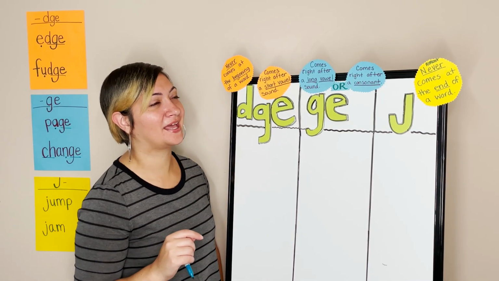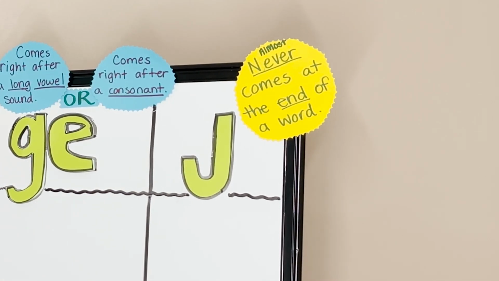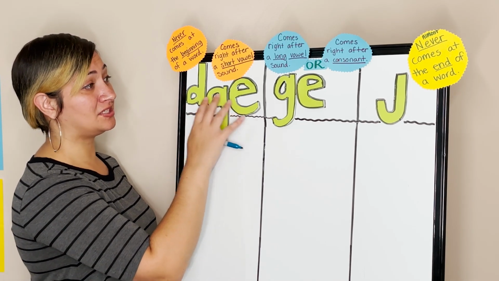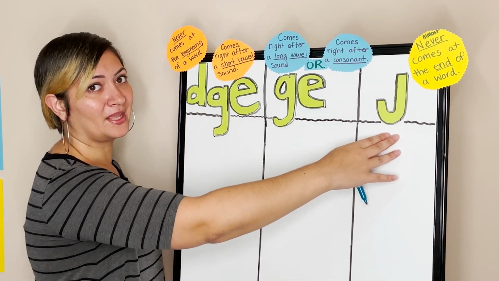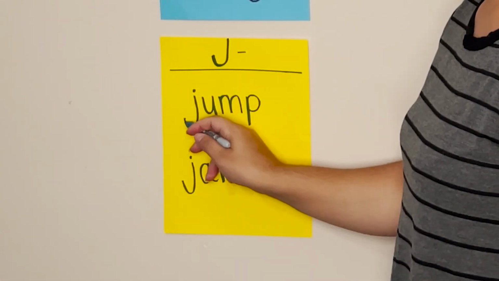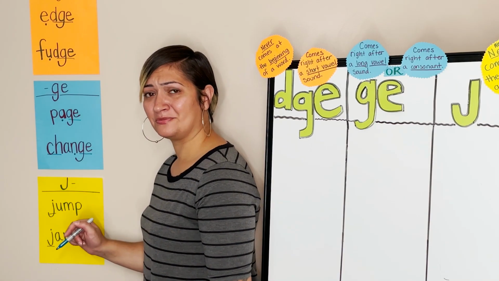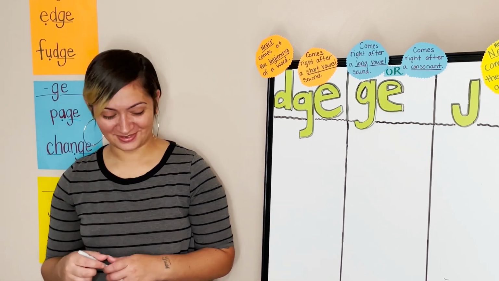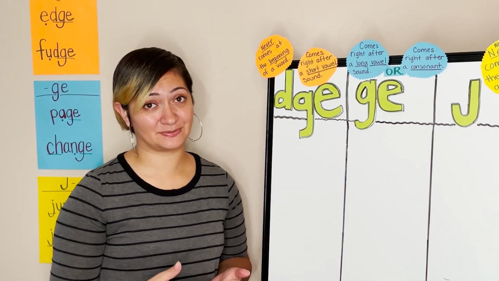Last way to spell the J sound. Of course, the letter J makes the J sound. But J almost never comes at the end of the word. So just like we talked about D-G-E and G-E coming at the end of the word or syllable, J won't do that. J usually comes at the beginning of the word, like in jump or jam. Yeah, you might jump for some jam. I don't know, maybe. Well, scholars, that was a quick introduction of three different ways to spell the J sound.